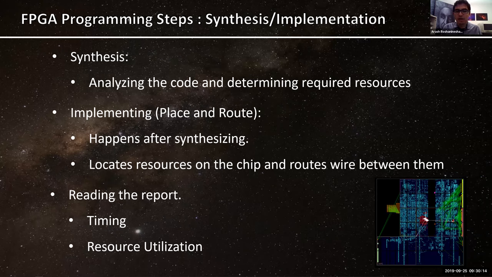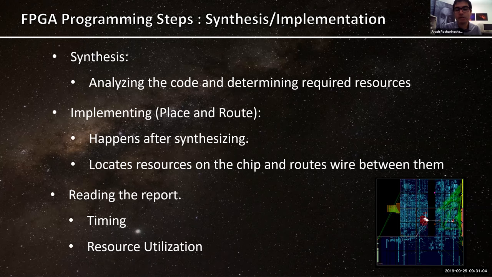The next two steps are synthesis and implementation. Synthesis means analyzing the code and determining the required resources. When you make your design, there are some resources that need to be allocated on an FPGA chip for your design. In synthesis, it will try to find the required resources. And the implementation part, which happens after synthesis, determines where to put all those resources on the chip, and how those gates, those different parts in the FPGA, are going to connect to each other.